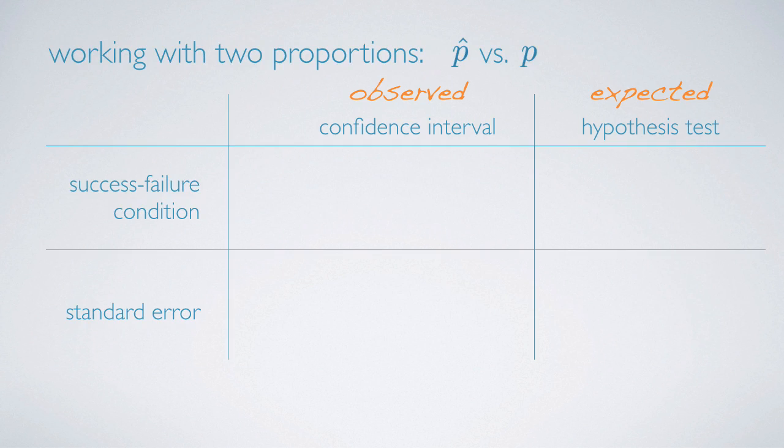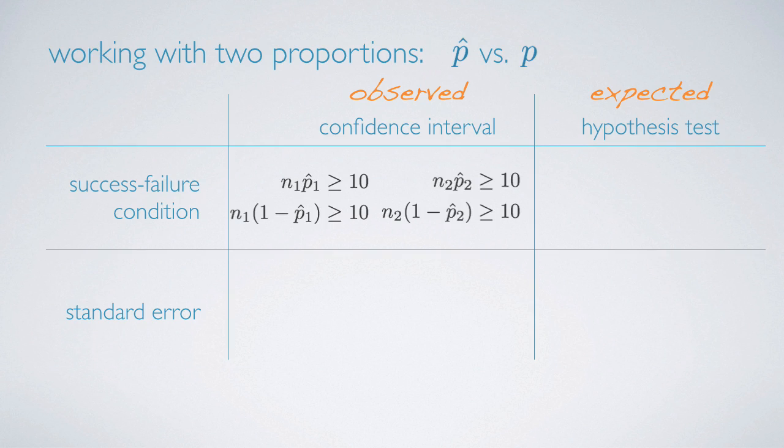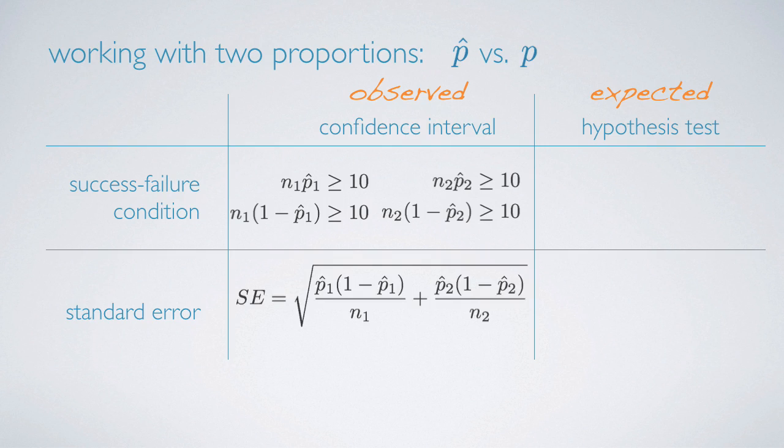So how will this translate to working with two proportions? For confidence intervals, we want to look at the total number of observed successes and failures for each one of the groups. We've already done this in the previous video. We simply look at the sample sizes for each of the groups and multiply them by the observed sample proportions to calculate the observed number of successes and observed number of failures. Also, for the calculation of the standard error, we use the observed proportions from the two groups as well.